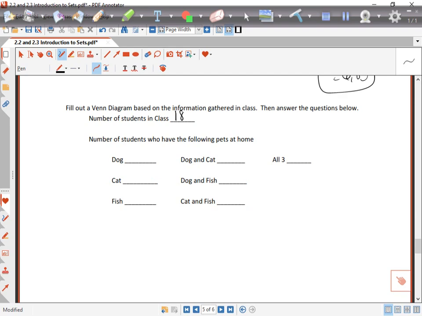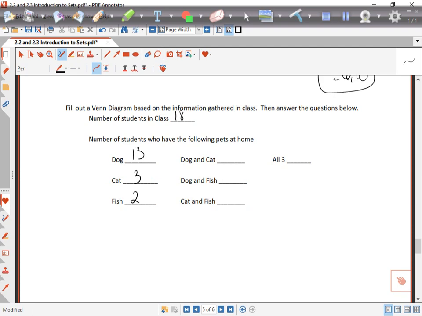There are 18 students in that class, and I just had them raise their hand. I said, who has a dog at home? Who has a cat at home? Who has a fish? And so on. So the numbers I got is 13 had a dog, 3 had a cat, and 2 had a fish.